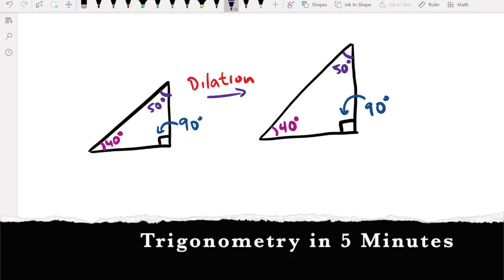That means the ratio of the corresponding sides is equal. It's like a photograph, right? These triangles are going to have the same proportions, so to speak. So without getting too much into the math of similarity, let's take a look at the trig.